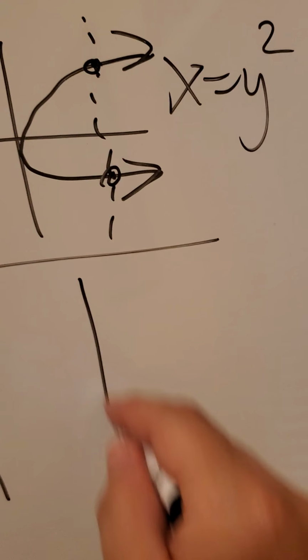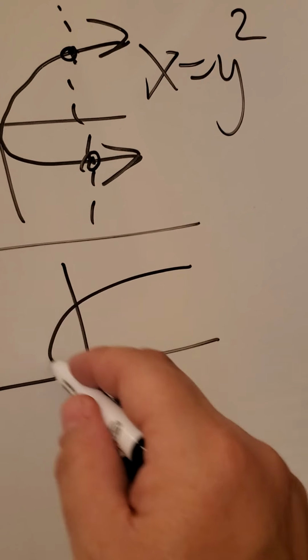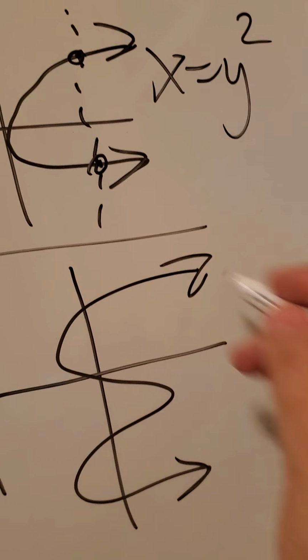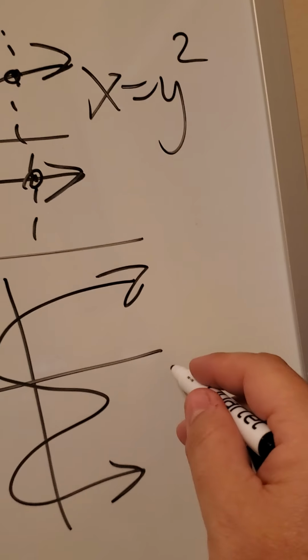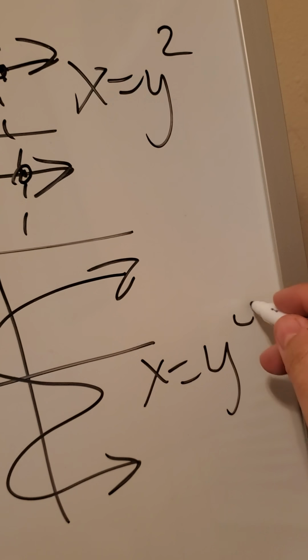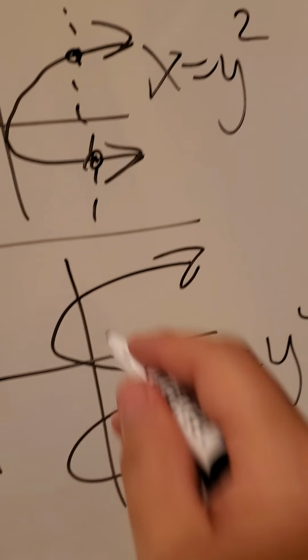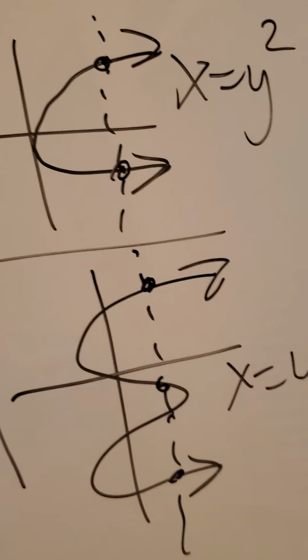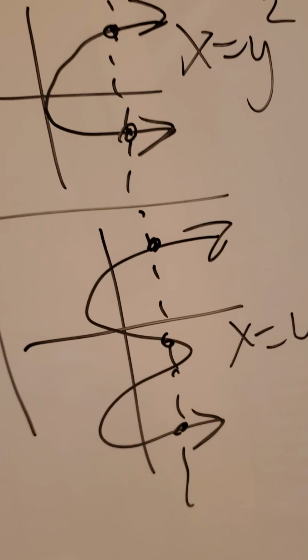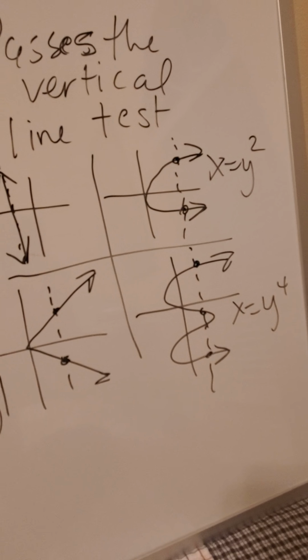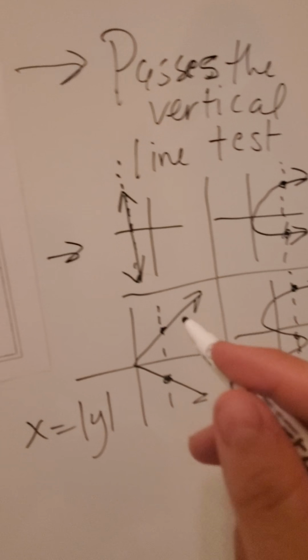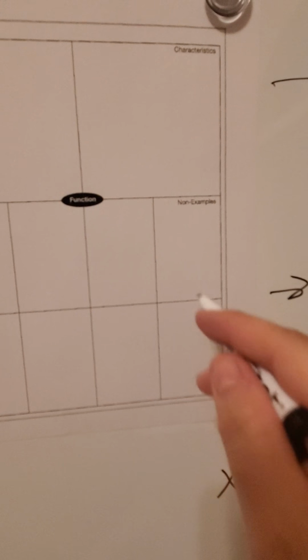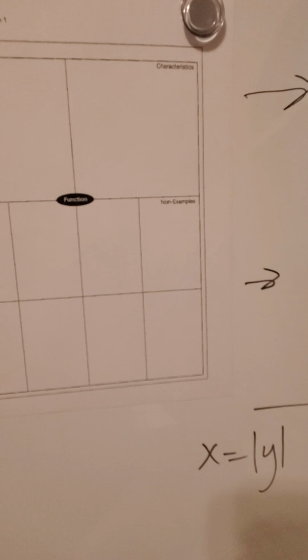Another one could be the other quartic, okay? But this would be x equals y to the fourth, instead of the other way around. If I draw a line, it hits 1, 2, 3, 4 times in some places, okay? So those would be some examples of non-functions that would go in this part of your first sheet.